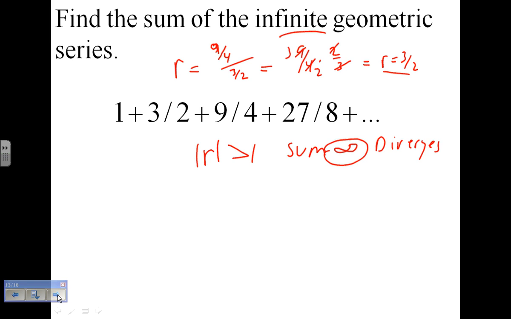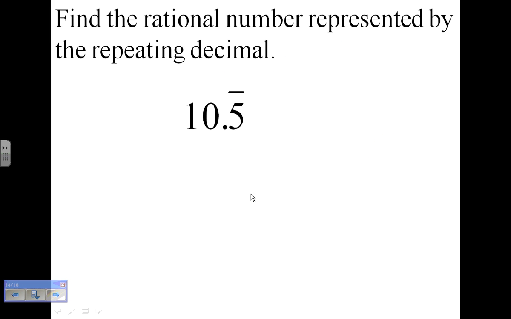Okay, slide 13, there we go, 14. Find the rational number represented by the repeating decimal. 10.5 repeating. You can put this in your calculator with enough 5s, you can frac it. The reason it's in this section is because you can take 10 and add 5/9.